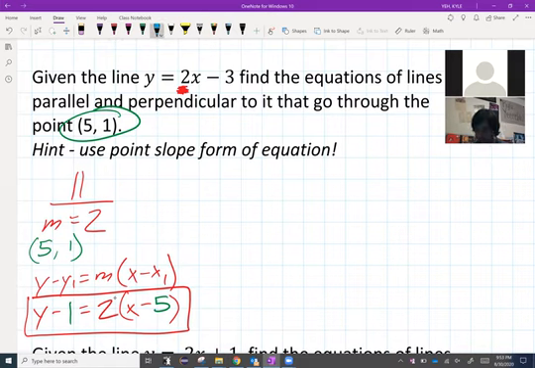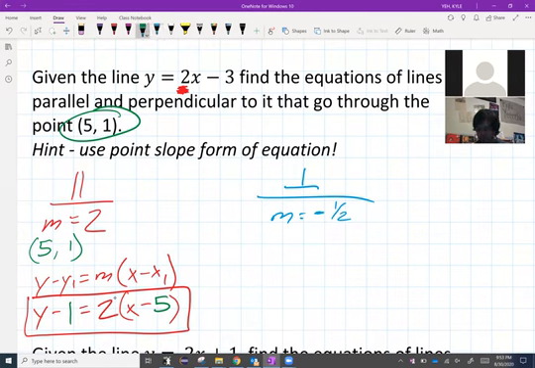What about perpendicular? There's that symbol for perpendicular. It looks almost like an upside down T. Well, the slope is not exactly the same, but we know how to find the slope of a perpendicular line. It is the opposite reciprocal. So instead of 2, or 2 over 1, it's going to be negative 1 over 2, negative 1/2.